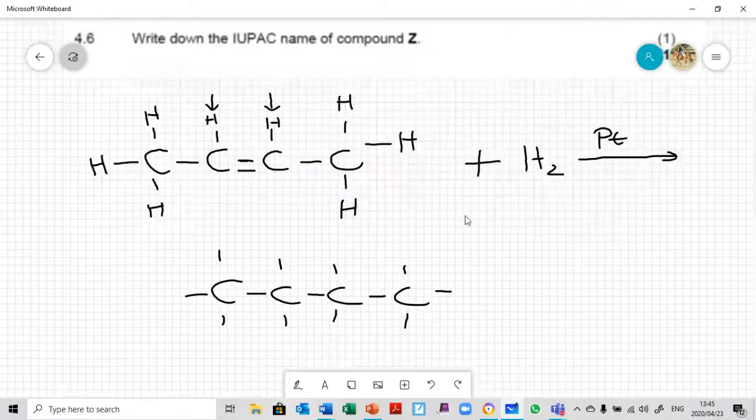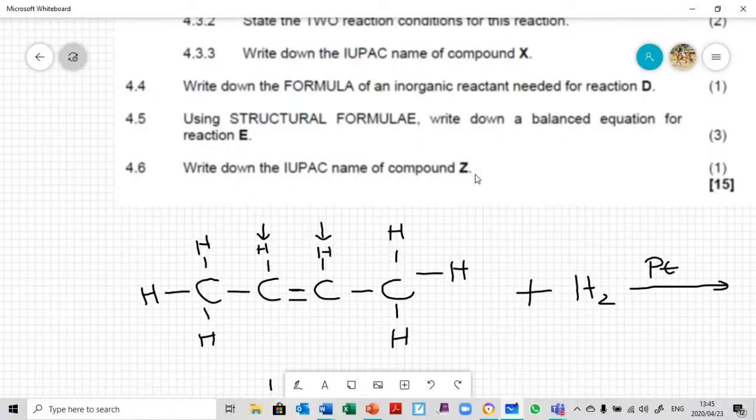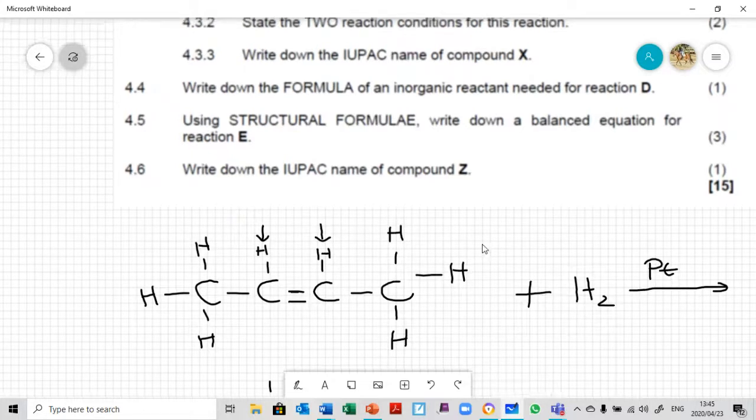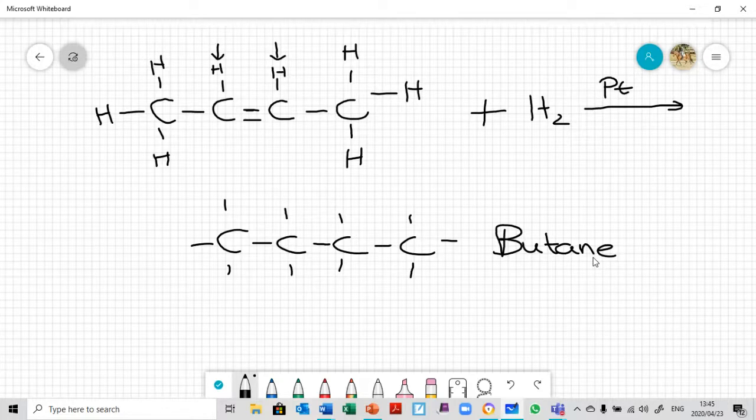Last one, the IUPAC name of Z. We're almost there. Oh, really? Seriously? That easy? Sure: 1, 2, 3, 4, nothing else. So we have butane. That was almost too easy, hey guys?